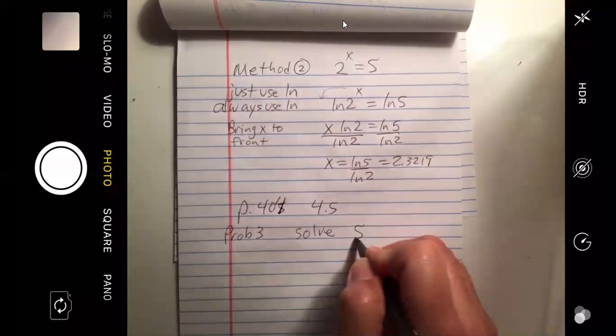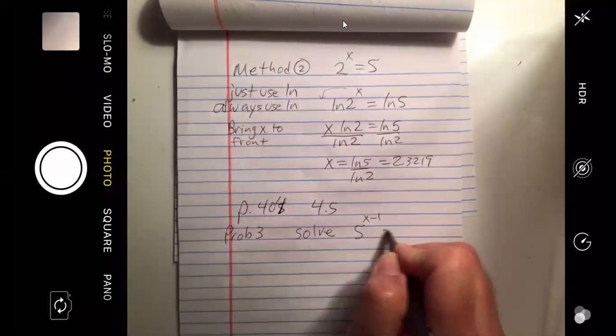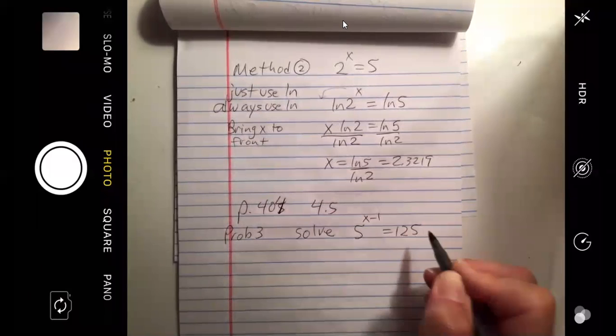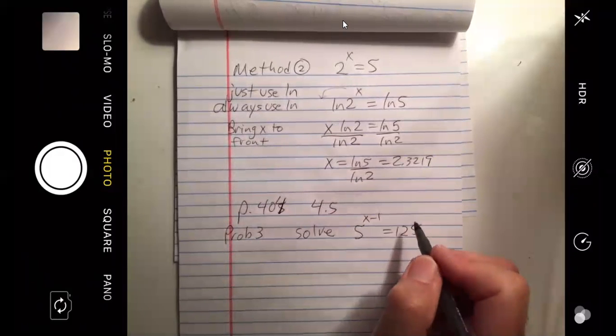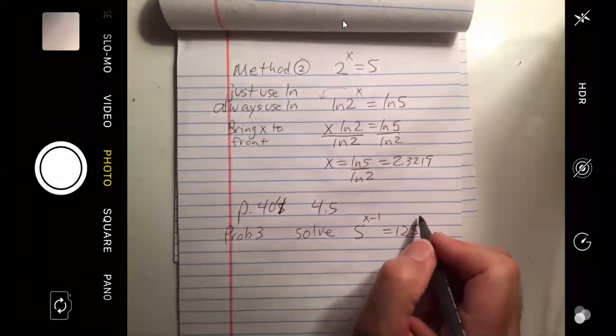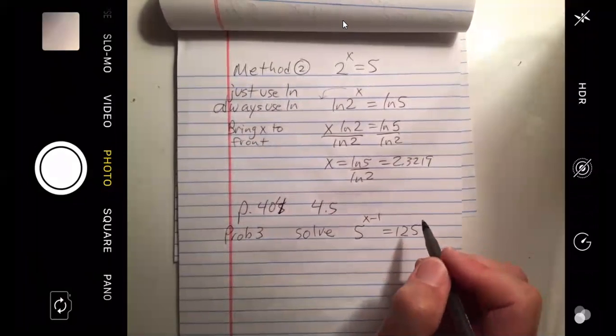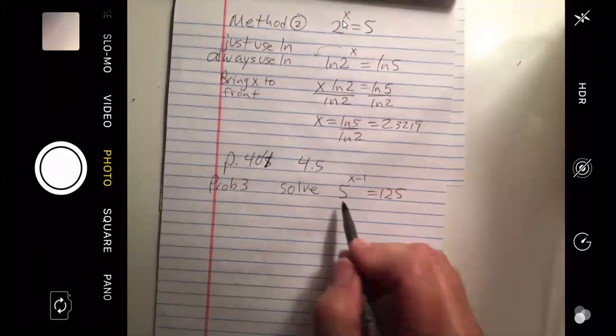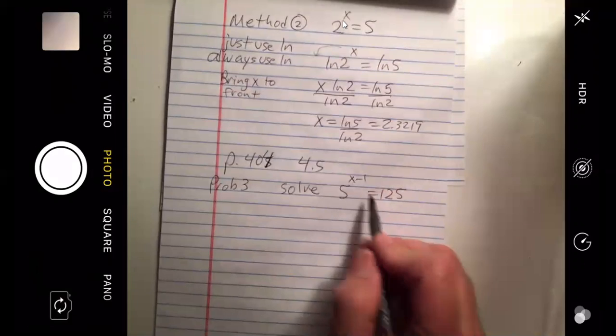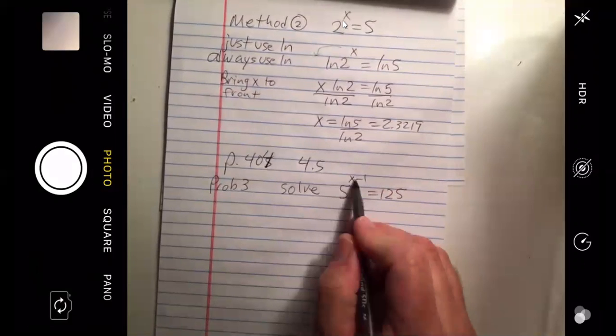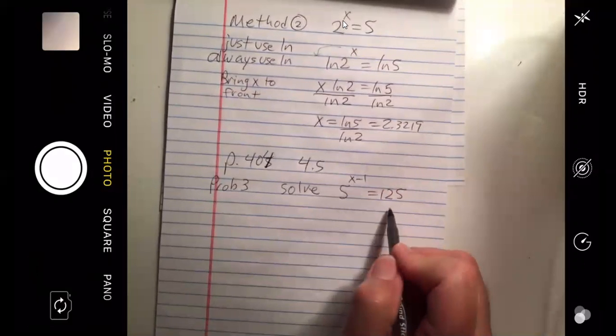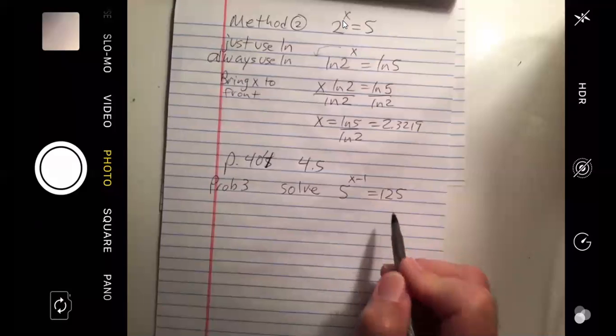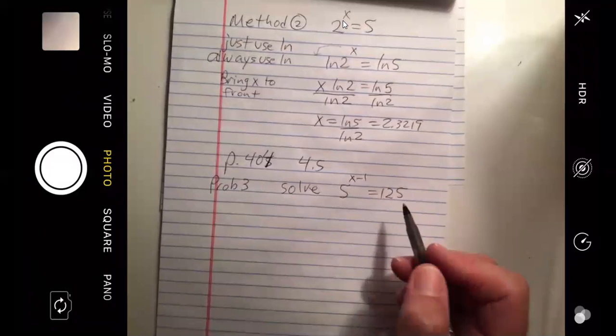Solve 5 to the x minus 1 equals 125. Okay, now they're telling you to do it by example 1, and the reason for that is I can go 5 to a third power equals 125. This has been cooked to work. But you may not recognize that. I may not recognize that.